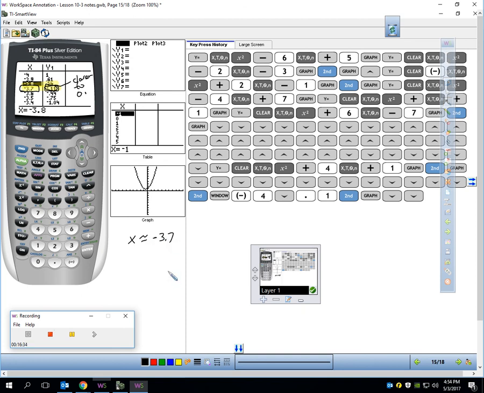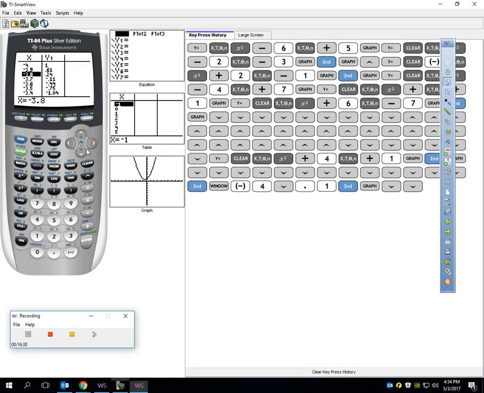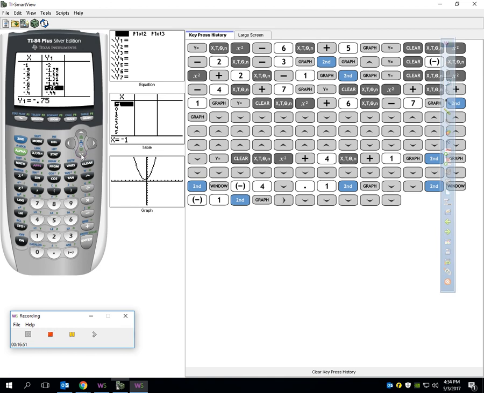Okay? Let's get the other answer. Now remember, the other answer was in between -1 and 0. So let's go to table set, and let's change my table to start at -1. Let's go back, and let's see, where do those y values go from negative to positive, because that's going to show me where my answer is at. Oh, it's right here. Okay?